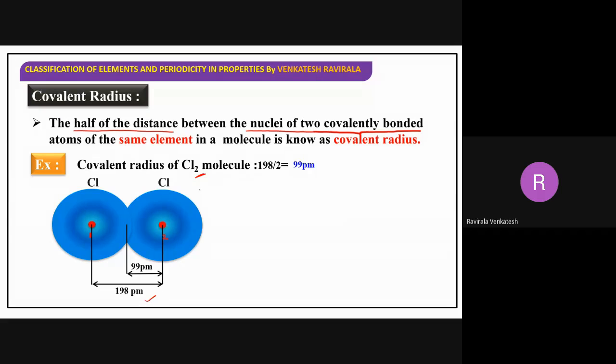For example, the internucleus distance of chlorine is 198 picometer, so the radius will be 99 picometer. For example, the internuclear distance for hydrogen, just imagine, this is not the correct value, is 182. Now tell me, what is the radius of hydrogen? Anybody? Sir, 91. 91 picometer. Generally we write picometer. This is the way of calculating the covalent radius. This is the first radius, called the covalent radius.